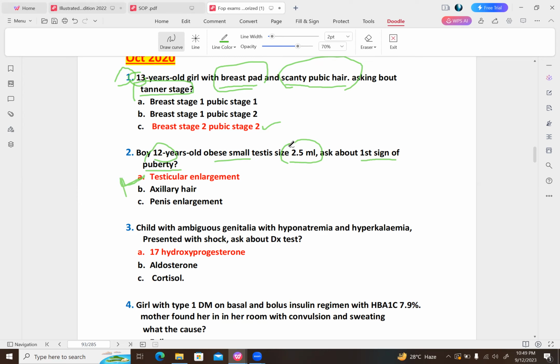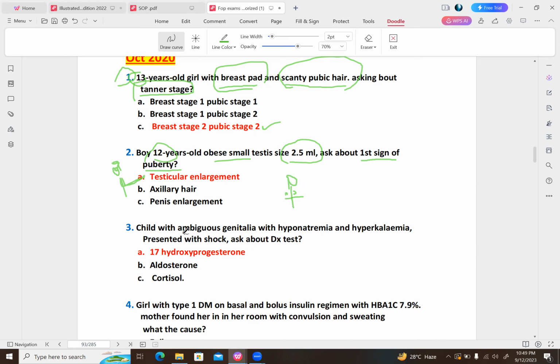And the first sign in female is development of breast bud, okay. And in male, it is the testicular enlargement. All right. This is in the male, and this is in the female.